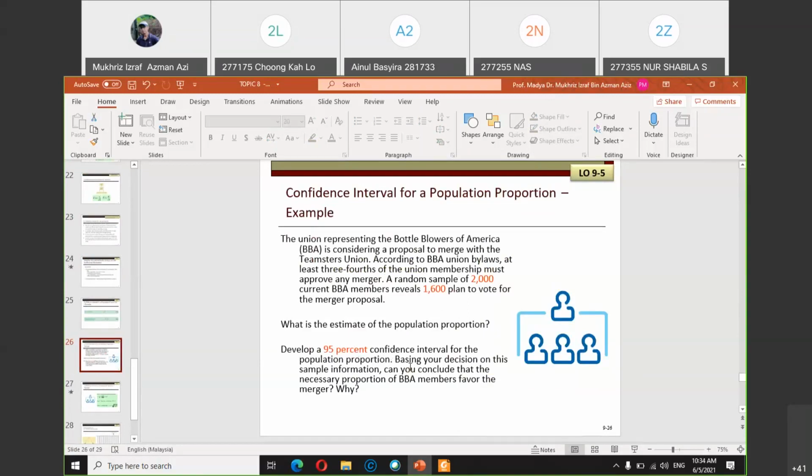Then, can you conclude that... this part here is similar to the tire example just now. If the value of the proportion is within the interval, then you can say that it is reasonable or necessary, something like that. So first, construct the CI.